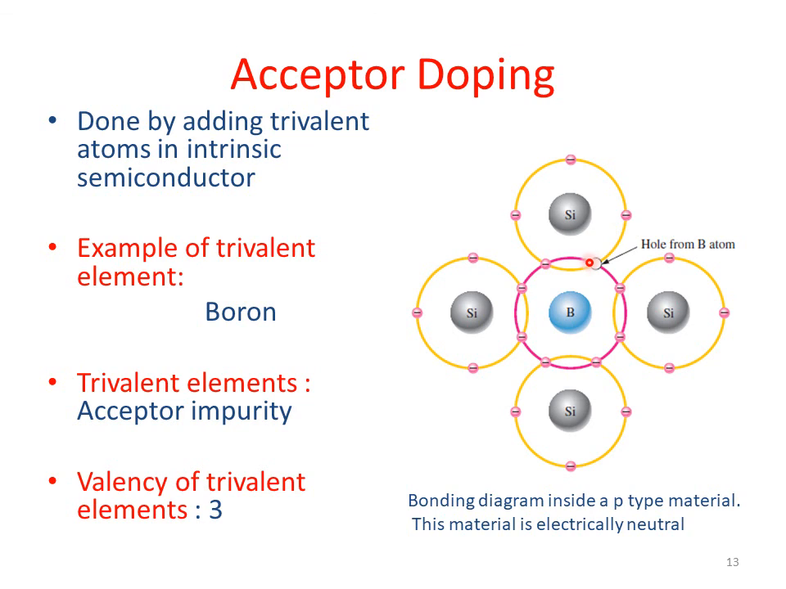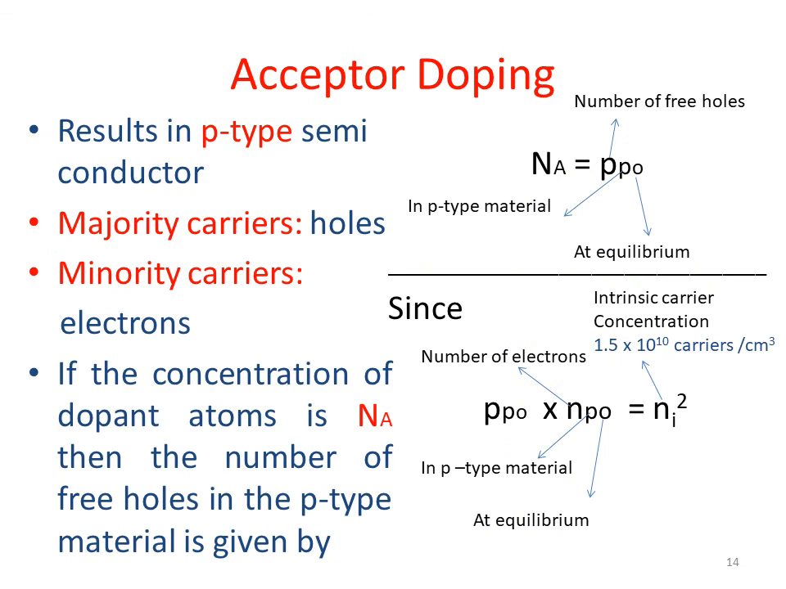Therefore, the resultant material which is generated is called... Now we realize that the addition of boron atoms or the trivalent atoms in the semiconductor material results in the addition of more and more holes. Therefore, the resultant material is called the p-type material.